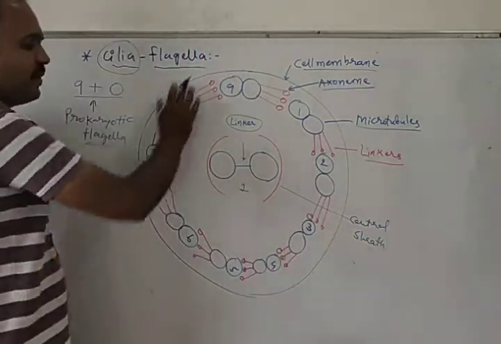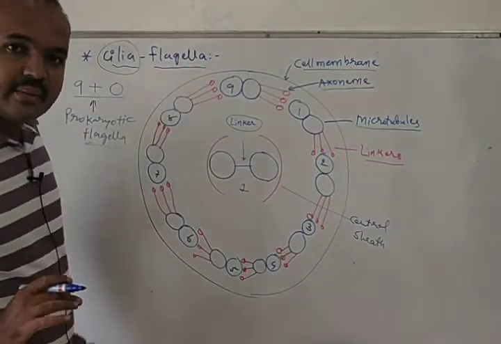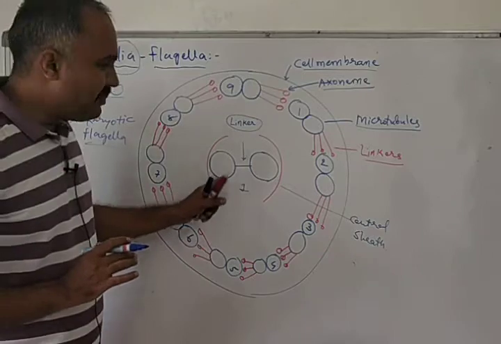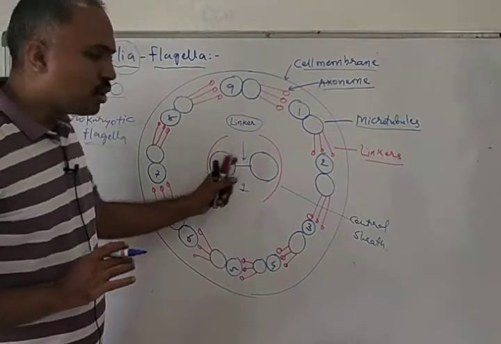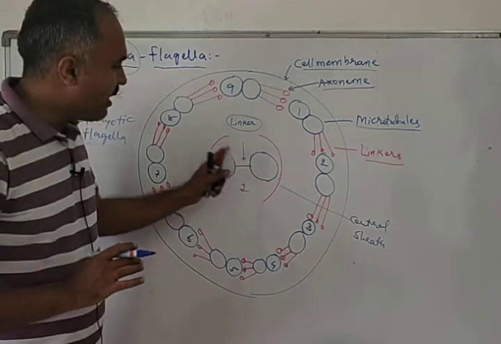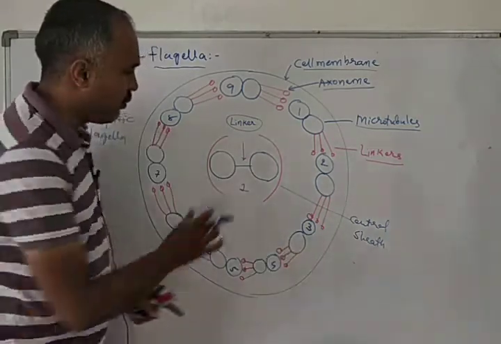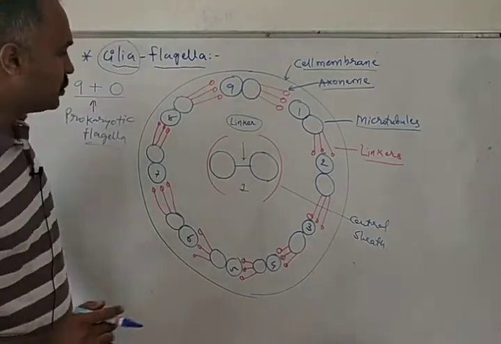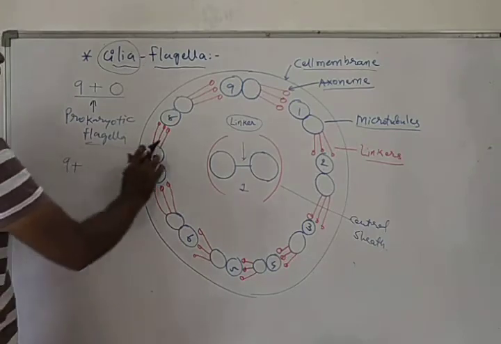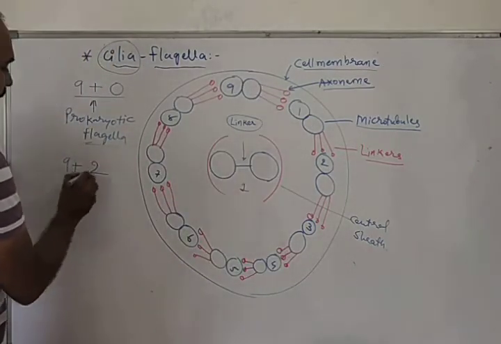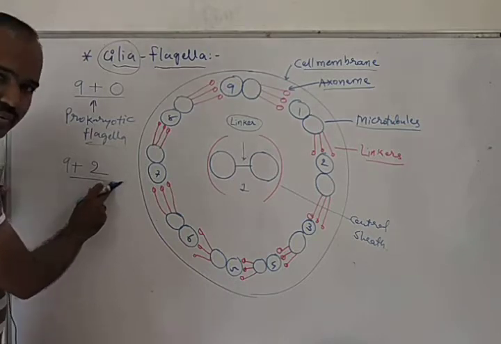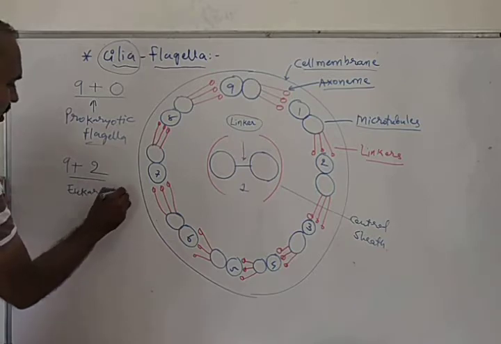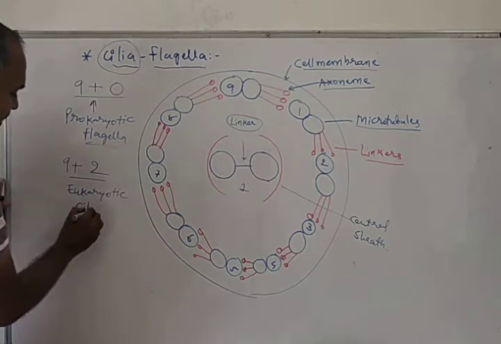Okay, consider that this is eukaryotic cilia and flagella. In the central part, it will have one pair of microtubules and both of them are connected to each other via linkers and both of them are covered by the central sheath. So, total 9 doublets are there and one pair of microtubules is present in the center. So, this is known as eukaryotic cilia and flagella.